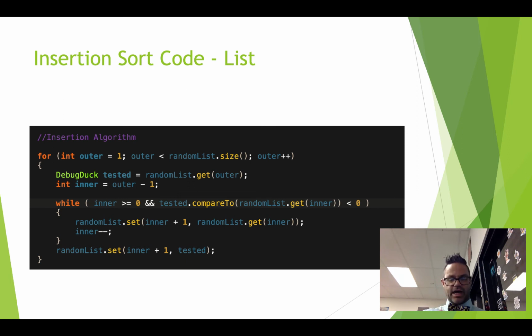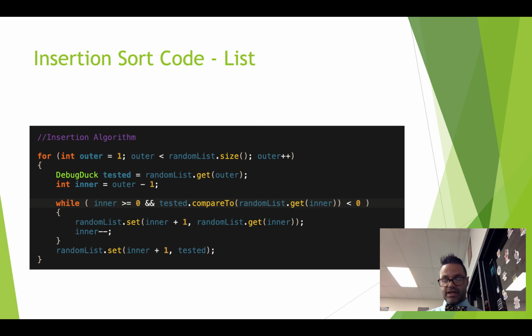Okay, so I'm going to start this up. That's at outer, and it's higher than everything else. And then we're going to say that debug duck tested is going to point to this one, so it's a reference to the value stored at that spot. And then int inner is going to be outer minus 1, in this case 0, right here at that spot, and we'll turn it to the side. And then we're going to say inner is greater than or equal to 0, which it is. And tested, the one that we were holding on to with this variable, dot compared to randomlist get inner, is it less than 0?